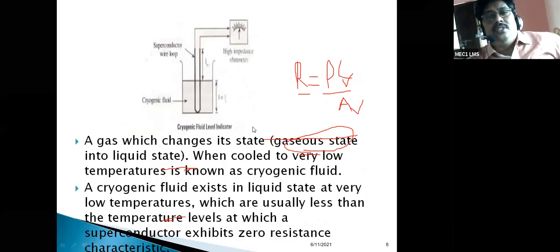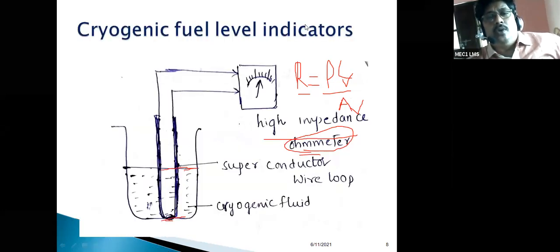See here, this is another figure, the same figure only. This is the superconductor wire loop, from here up to this point. With the help of electrical wires, that is lead wires, we have to connect it to the high impedance ohm meter.